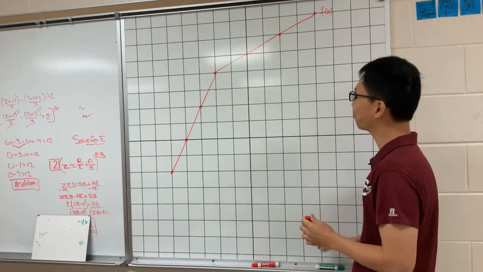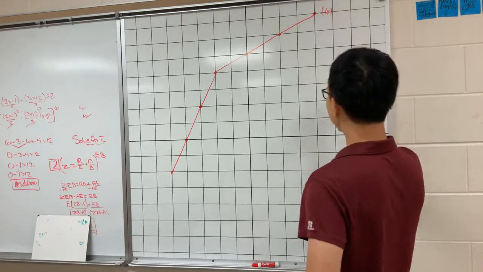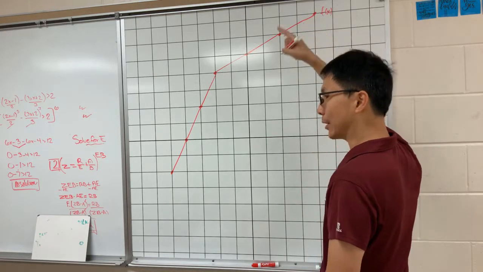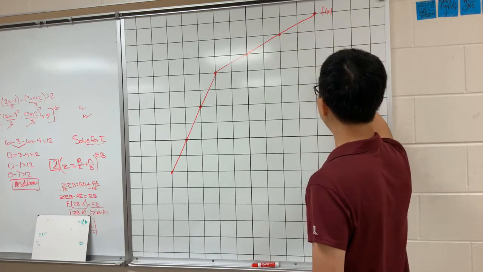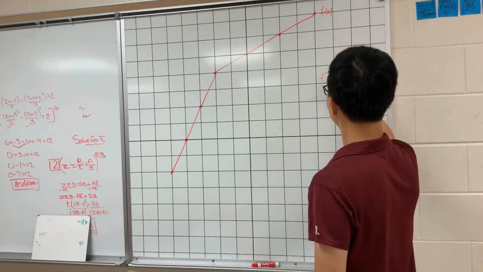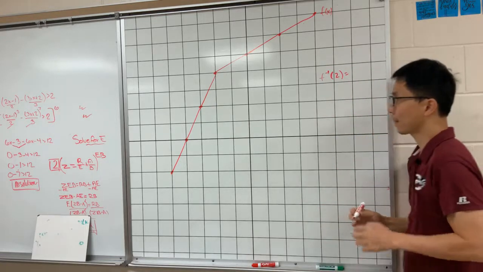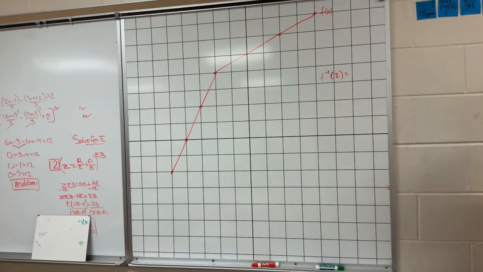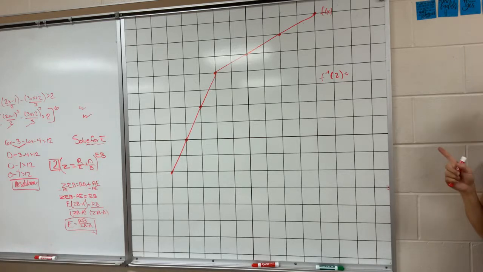So here's my question. I don't give you a graph of f inverse of x. I'm going to ask you to find f inverse of 2. Okay? I didn't have a graph of f inverse of x, but I have f of x. So this is a very cool question. How can you do this question in less than 5 seconds?